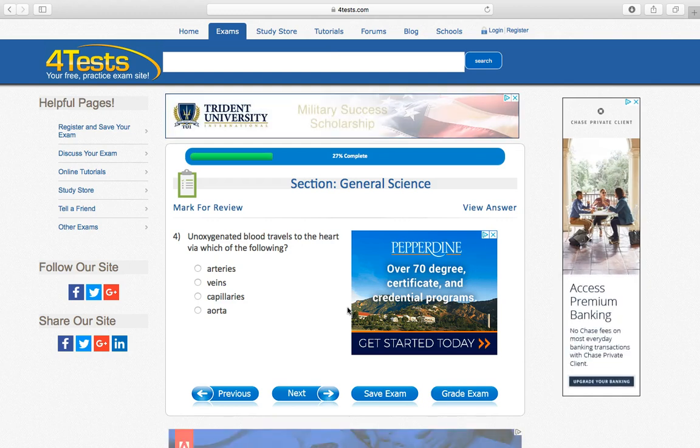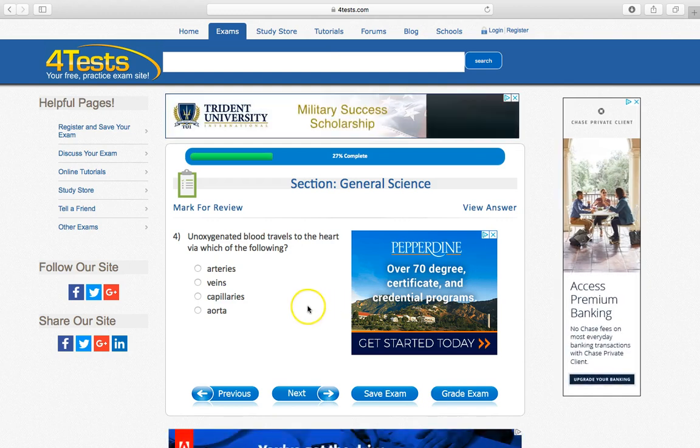All right, question 4 of 15 here. Unoxygenated blood travels to the heart via which of the following? Okay, so what you want to know here is that the veins carry blood devoid of oxygen to the right atrium of the heart, while arteries, capillaries, and the aorta carry oxygenated blood from the heart to blood cells throughout the body. So that pretty much gives us our answer, right?